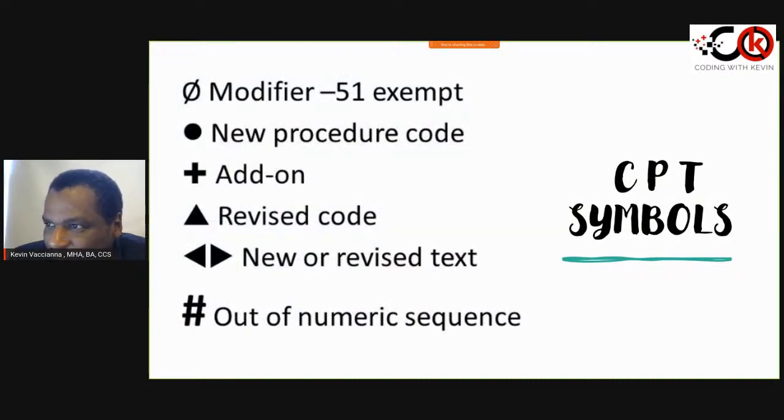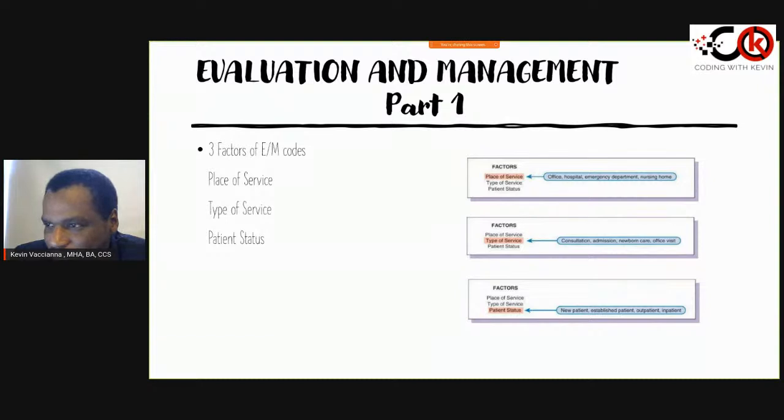You have additional things that you need to remember in regards to the CPT manual. These are your modifier 51 exempt codes, your new procedure codes, the add-on codes, your revised codes, your newer revised text, and you have the out of numeric sequence codes. We went over that last week as well. So I'm just briefly doing an overview.